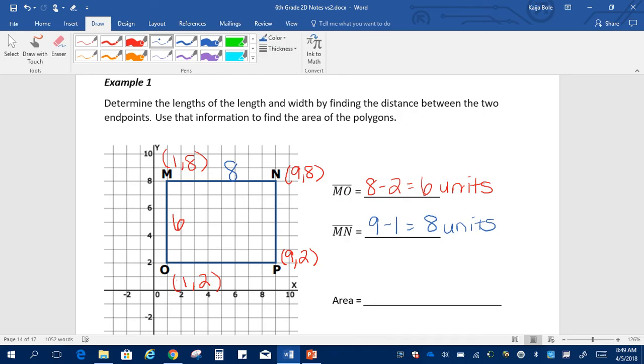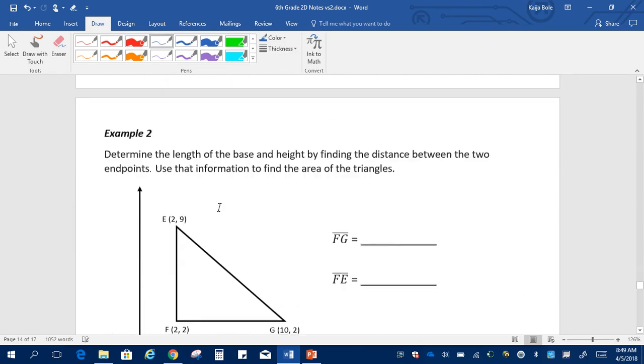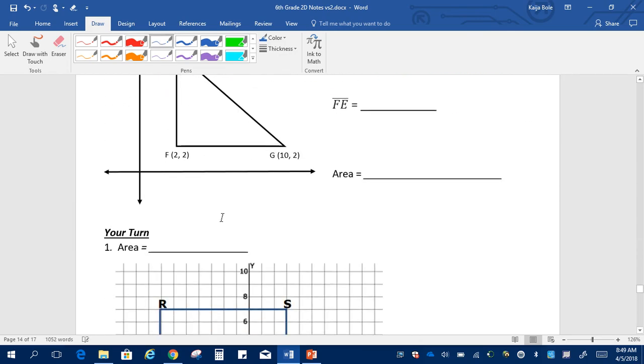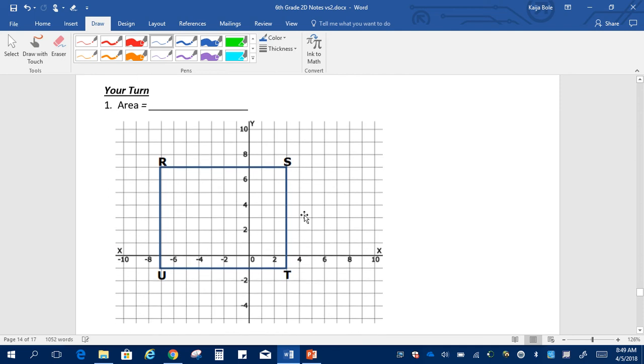Now to find the area, we know we multiply the length times the width, so it's going to be 6 times 8, which gives us 48 units squared. Okay, go ahead and flip the page. We are not going to do example 2. We are going to skip to where it says your turn, and it should be a rectangle like this.